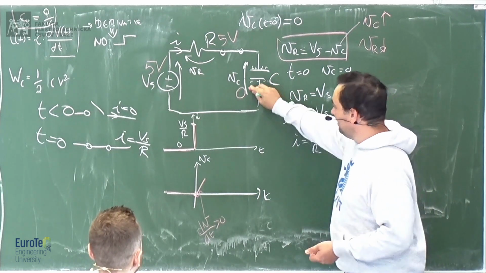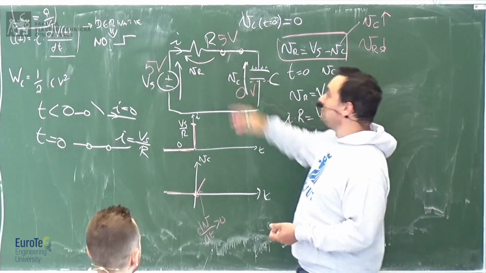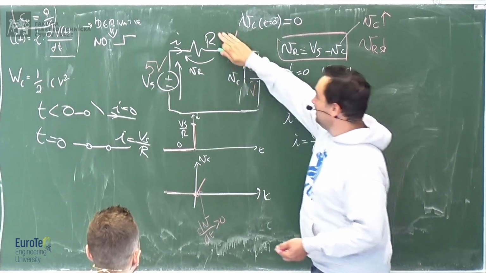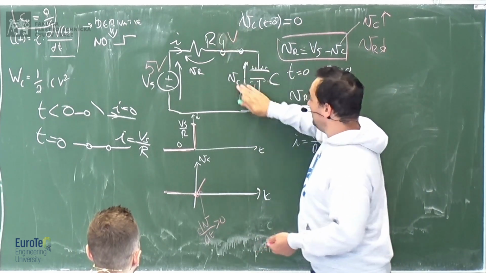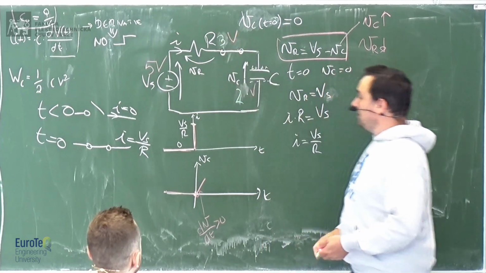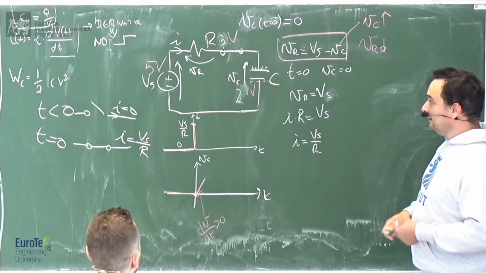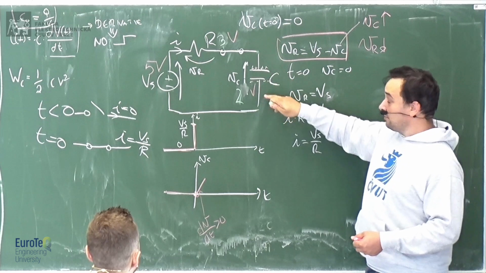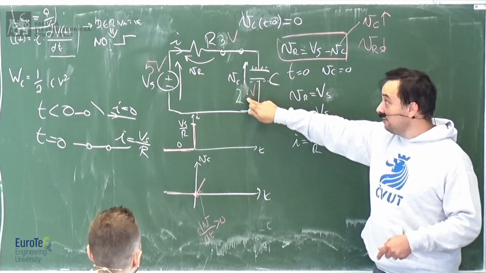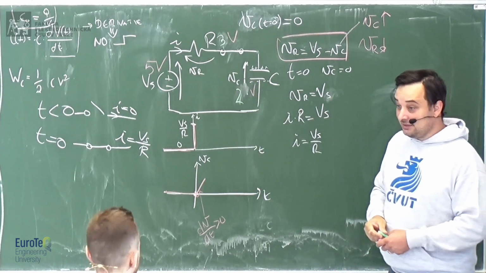Let's say that at the beginning you have 0 here and 5 volts there. Then there is some current. This becomes 1 and this becomes 4. This becomes 2, this becomes 3, and so on. As the current flows, it creates a voltage increase on the capacitor and automatically decreases the voltage on the resistance.